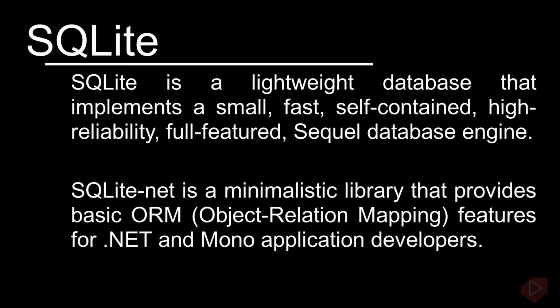So what is SQLite? SQLite is a lightweight database that implements a small, fast, self-contained, high-reliability, full-featured SQL database engine. SQLite.NET is a minimalistic library that provides basic ORM, or object relation mapping, features for .NET and Mono application developers.